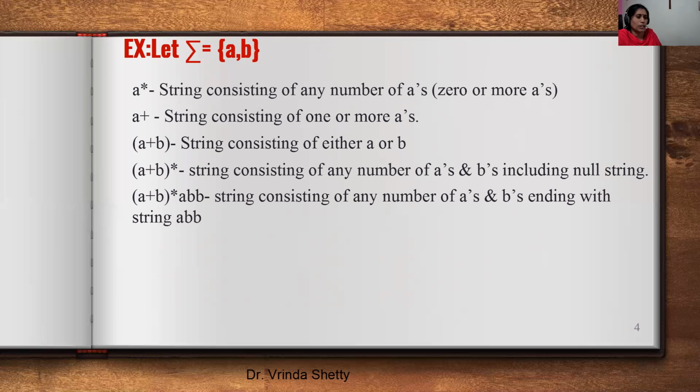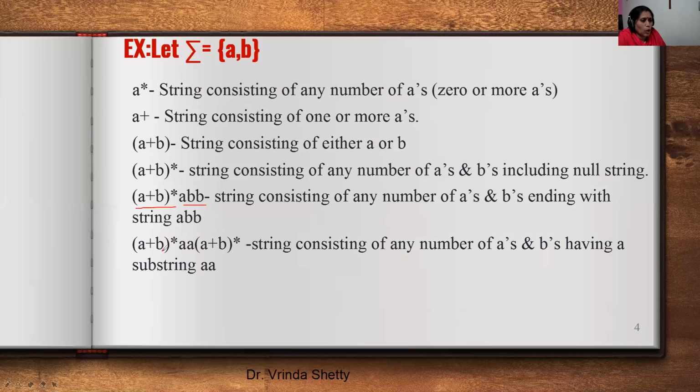Next, if the given regular expression is of the form (A plus B) whole star ABB, what does it indicate? As you see here, (A plus B) whole star is any number of A's and B's. Then ABB follows, which indicates a string ending with ABB. Starting, it can have any number of A's and B's, but it should end with the string ABB.